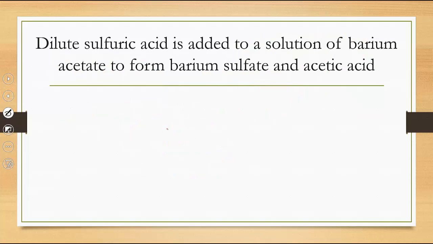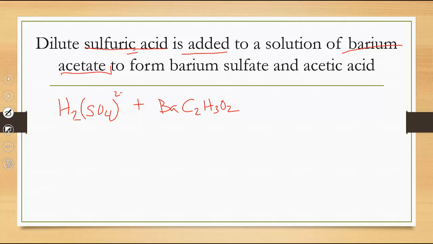Let's do another one. Sulfuric acid, ic, came from ate, so that's sulfate. Sulfate has a -2 charge, which means that I'm going to need 2 hydrogens to balance it out. Sulfuric acid is added, so I have a plus sign there, to a solution of barium acetate. Barium is Ba, acetate is C2H3O2.